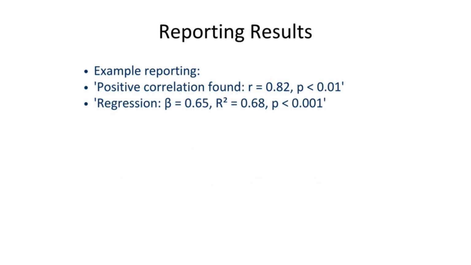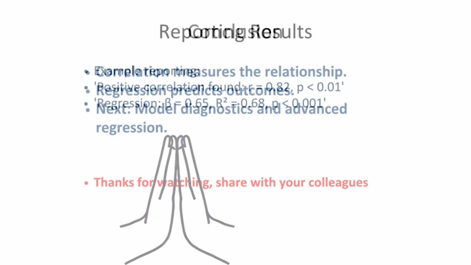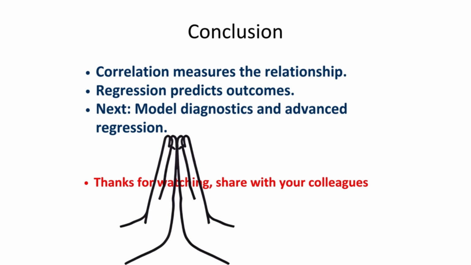To summarize, correlation helps us understand the relationship between variables, while regression helps us predict one variable from another. Together, they form the foundation of statistical modeling in R. In the next session, we'll explore multiple regression and model diagnostics.